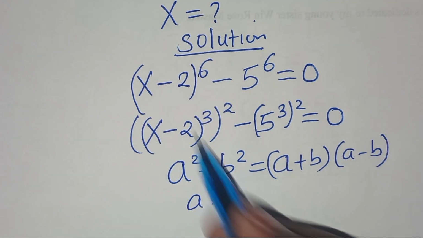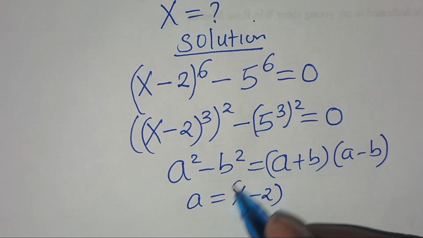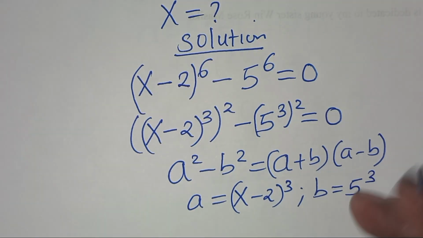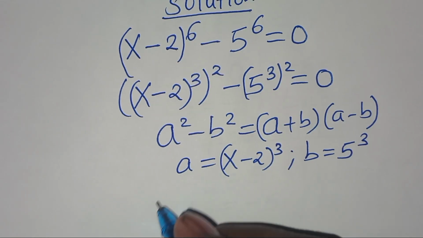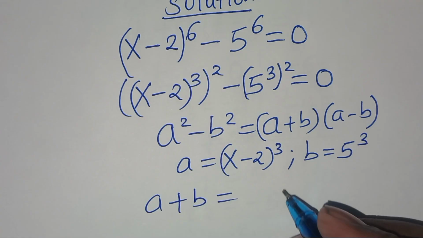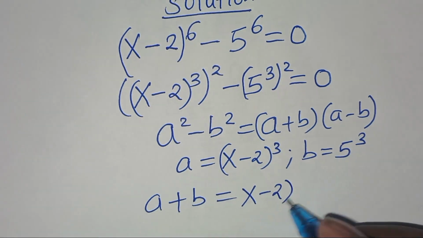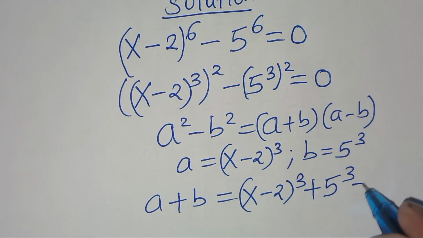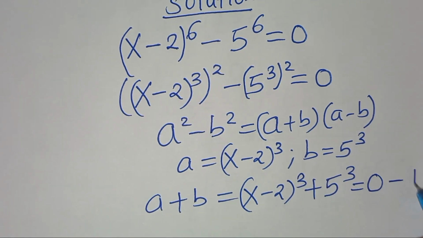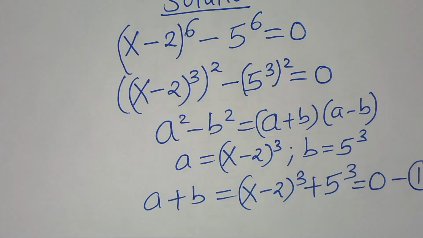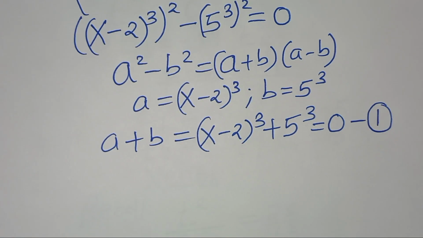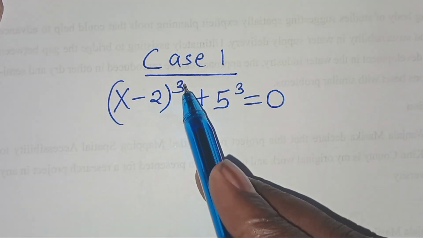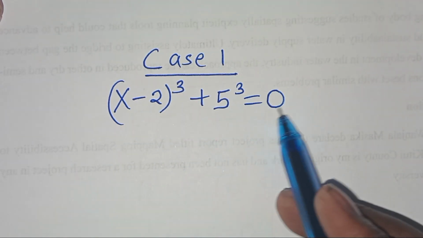A in this case is equal to (x - 2)^3, and b in this case is 5^3. So this implies that a plus b, this is the same thing as (x - 2)^3 + 5^3, is equal to 0. Let's call this equation 1. Then here, a minus b, case 1 here, we have (x - 2)^3 + 5^3 = 0.